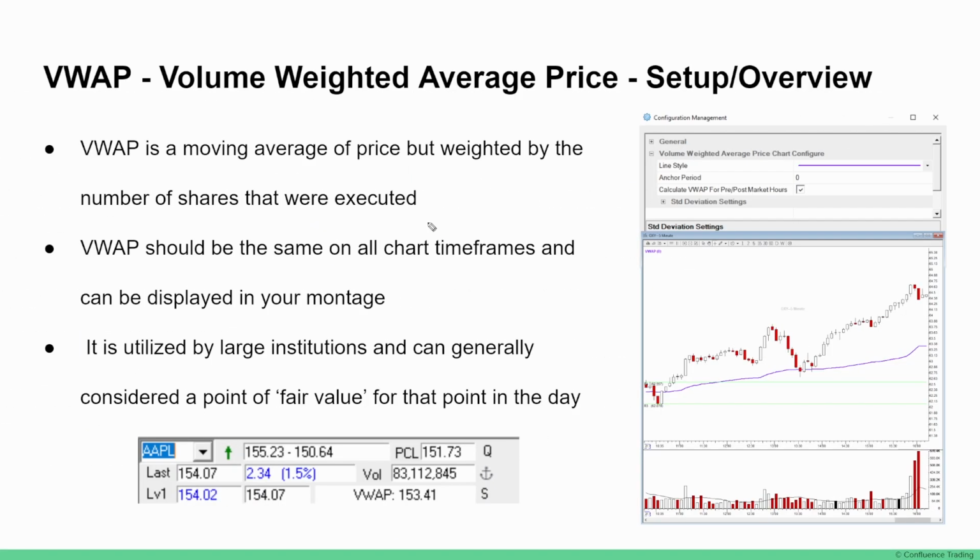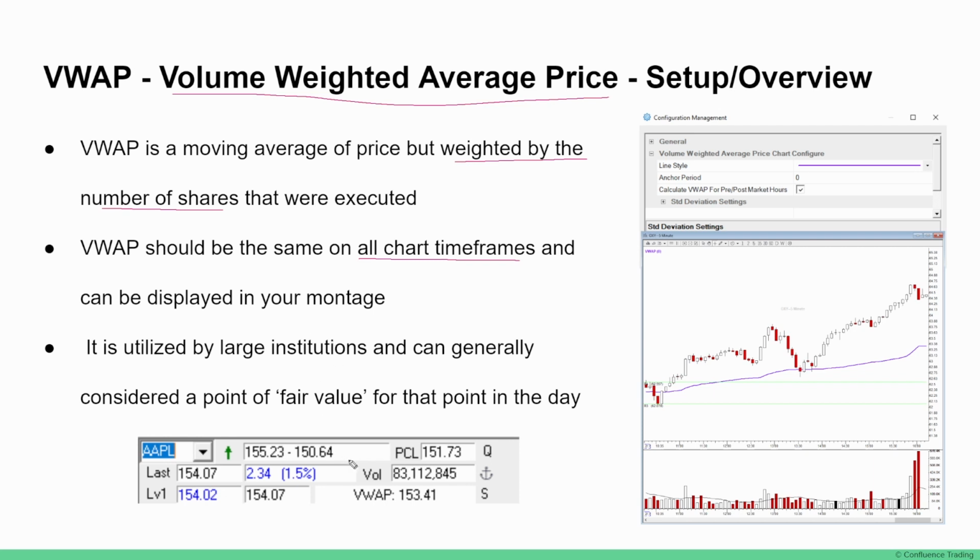All right, so that's moving averages. Now let's get into the next indicator that I have on my chart, which is VWAP. VWAP stands for volume weighted average price. And as the name suggests, it is basically just a moving average, but weighted by the number of shares that were executed at that particular price. So, therefore, VWAP should be the same on all chart timeframes.